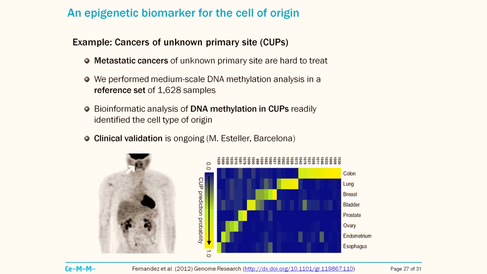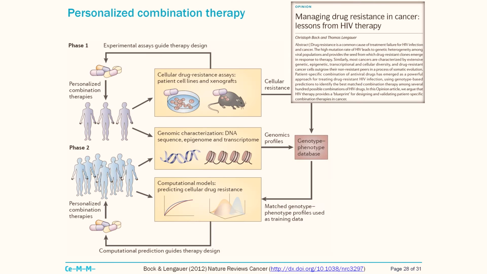We could show this by creating a reference set of 1,600 tumor and normal samples for various tumors. Back then with the GoldenGate assay, we could create an epigenome landscape of cancer that allowed us to cluster these cancers of unknown primary site together with their associated reference cancers. And we see that some of them are clearly derived from colon, others from lung and breast. This is now being taken further to clinical validation by the group of Manel Esteller.